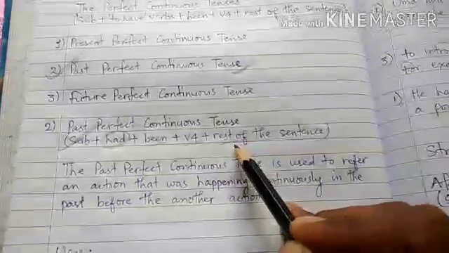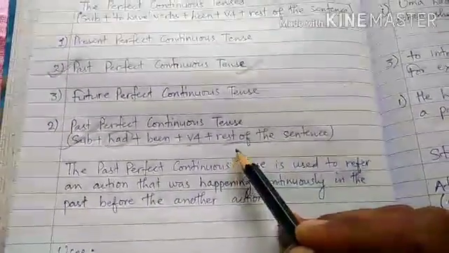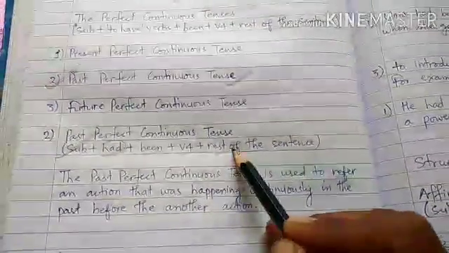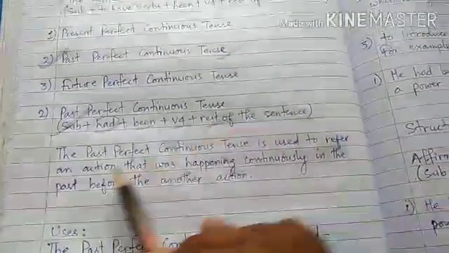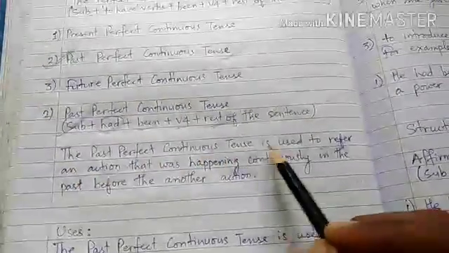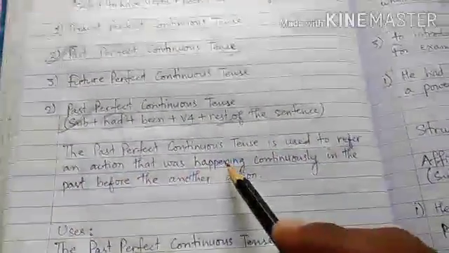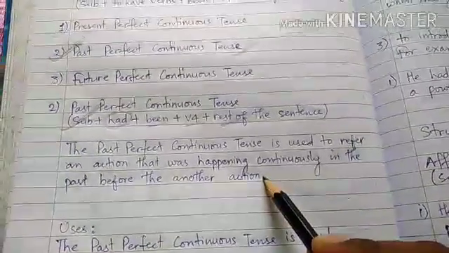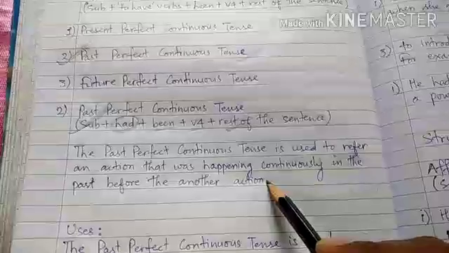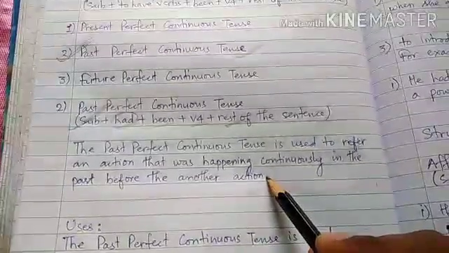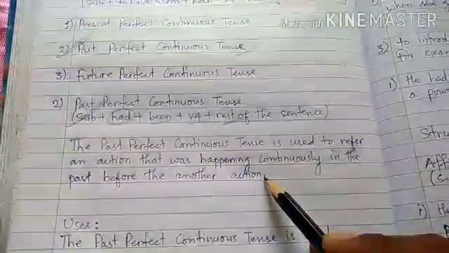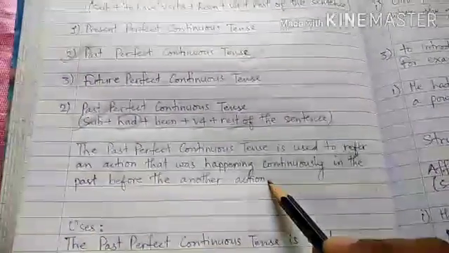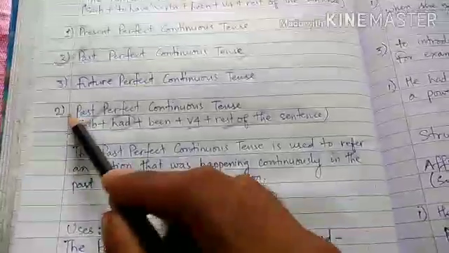Okay. Now we will understand what are the uses of the past perfect continuous tense. Let us have a look. The past perfect continuous tense is used to refer to an action that was happening continuously in the past before another action. The action that was continuously taking place before another action took place in the past, such kinds of actions are expressed in the past perfect continuous tense.